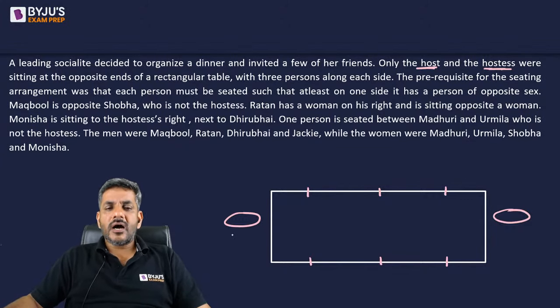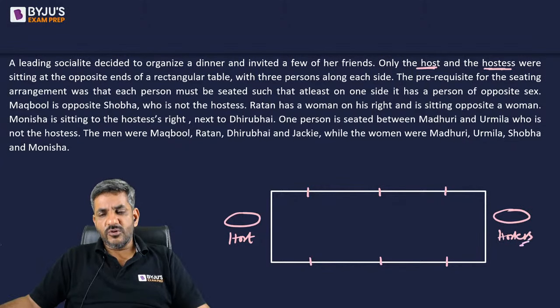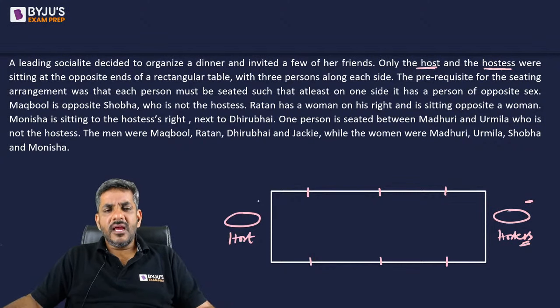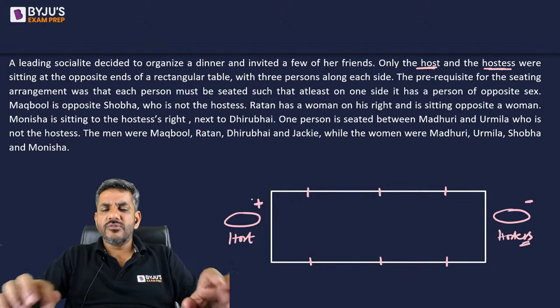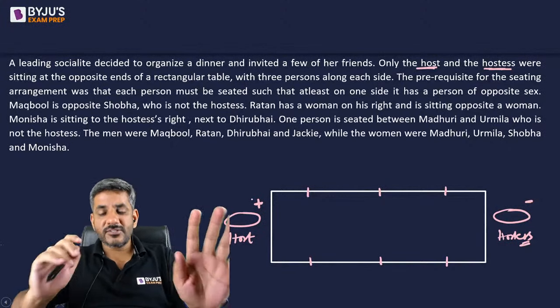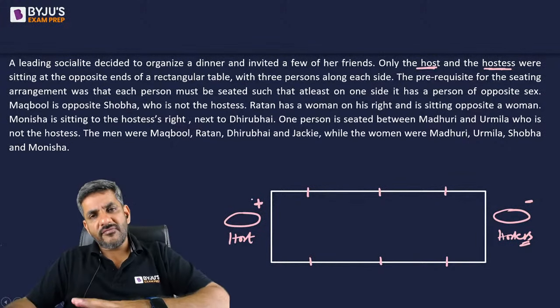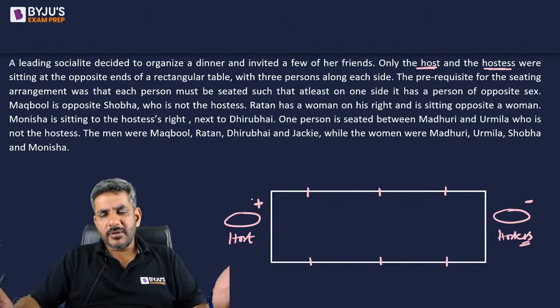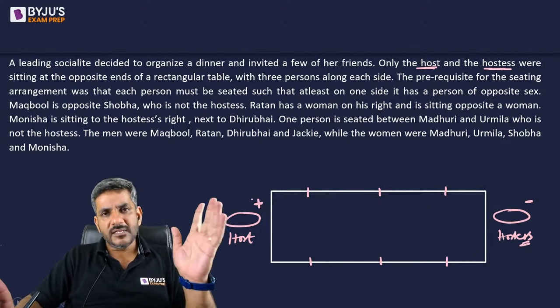Okay. So I am assuming, let us say the host is here and let us say the hostess is here. So hostess means a female. For female I generally use a minus sign and host is a male, I am generally using a positive sign. Please don't read anything into plus and minus here. These are just two symbols. You can use plus for a female, minus for a male. That's completely up to you. Basically two different symbols are to be used.